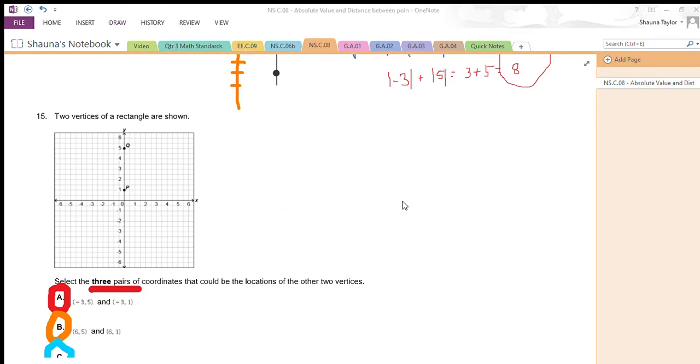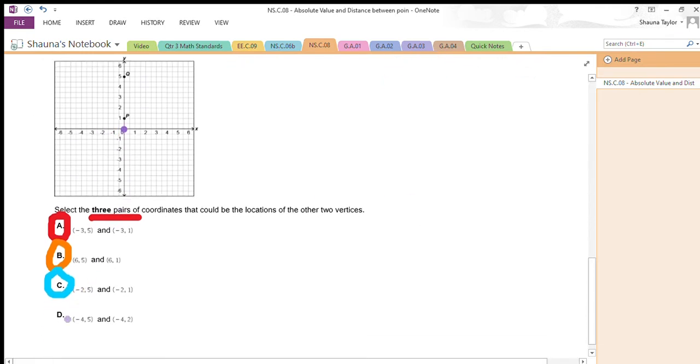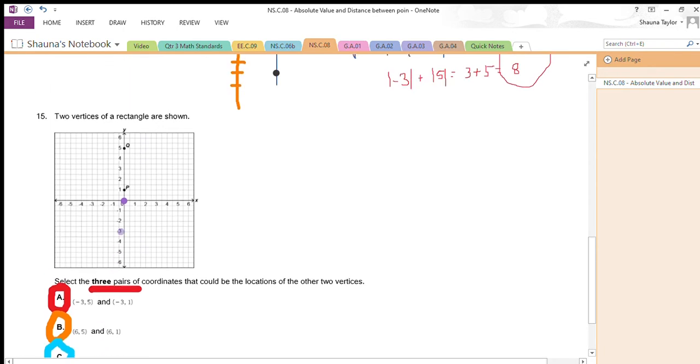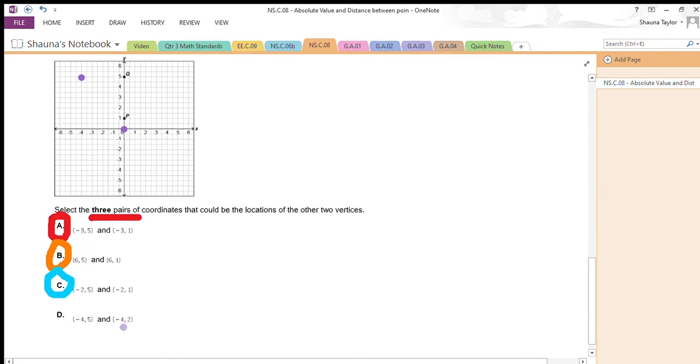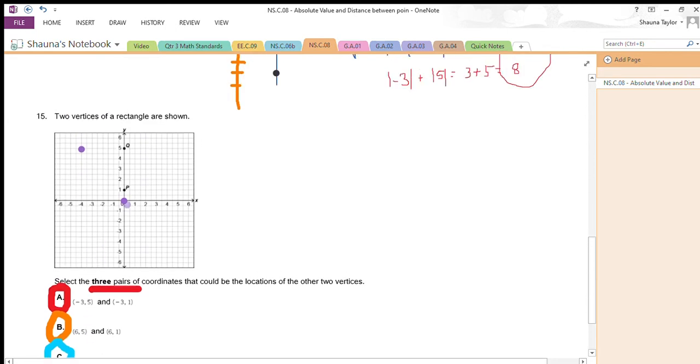Okay, so let me try it with a purple. Okay, I'm going to start at my origin. And 5 says -4 and 5. So -4, and then I'm going to go up 5. Click. And the second one says -4 and 2. So -4 and 1, 2.